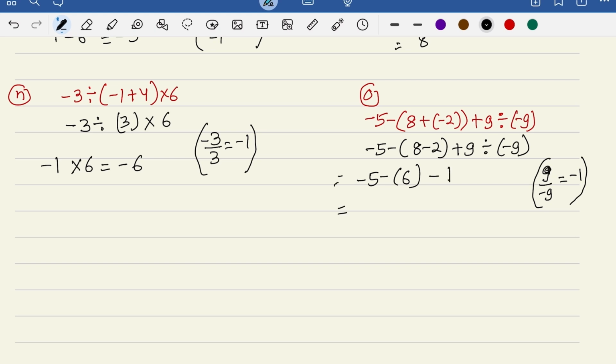Minus 5, minus 6, minus 1. All are minus, so we need to add them, but the sign would be negative. Minus 5 minus 6 is minus 11, minus 1. Then minus 11 minus 1 is minus 12.